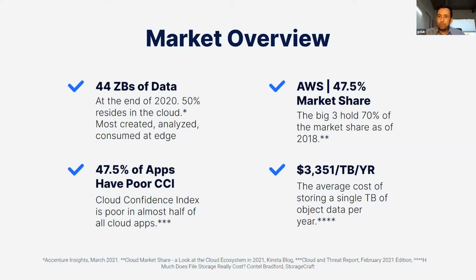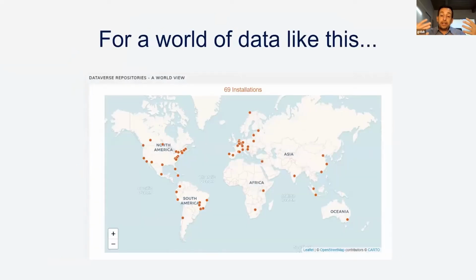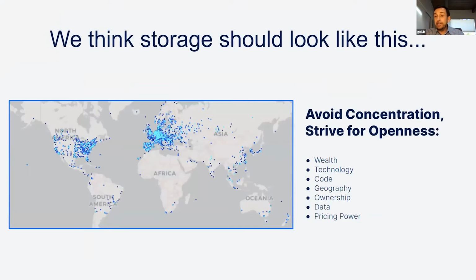And of course, we want to support projects like Dataverse and others. So as we think about it at Storj, if we've got a world of data that looks like this, and this is the Dataverse map, we think storage should look like this too, where it's globally distributed. When I explain it to my family at Thanksgiving, I say we're like Airbnb for disk drives, in that we've enabled people who have spare space on their drives all around the world, individuals, data centers, research institutions, to rent out their spare capacity.